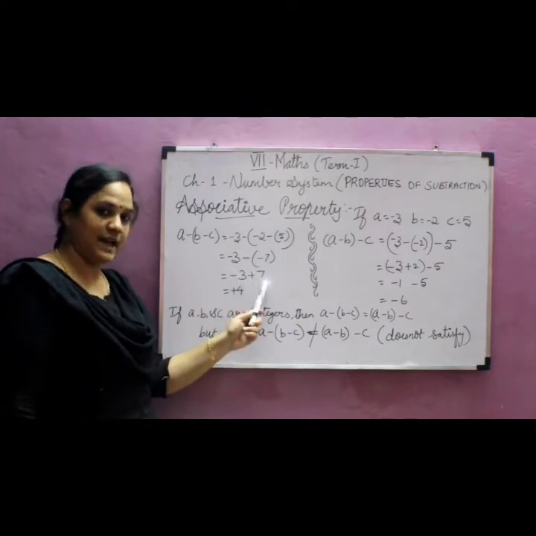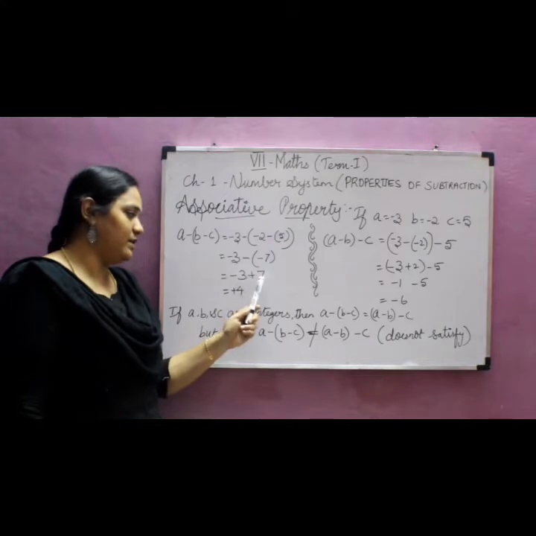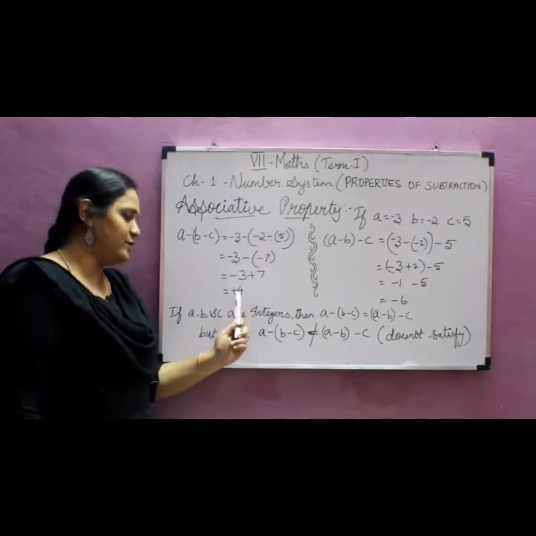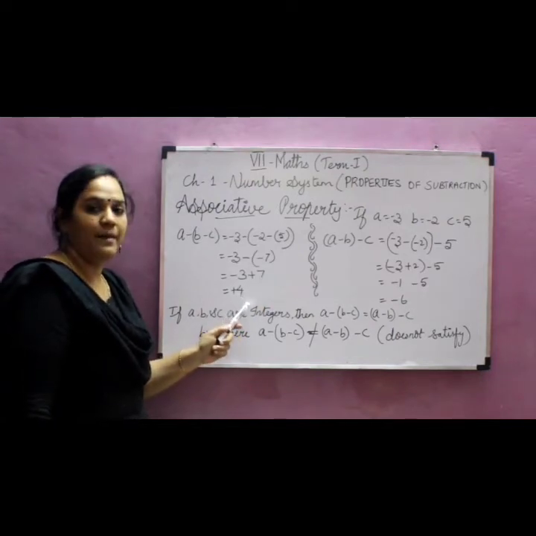Here we have different signs, so we have to find the difference. The difference of 3 and 7 is 4. The greatest number's sign is plus. So here I got the answer as plus 4.